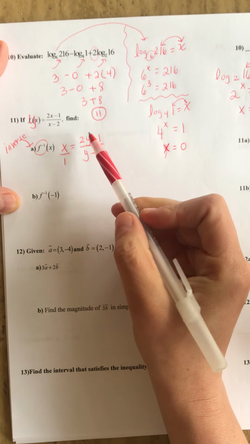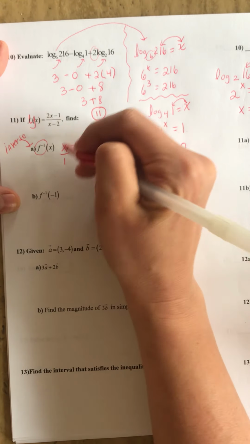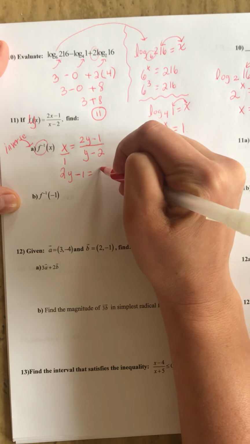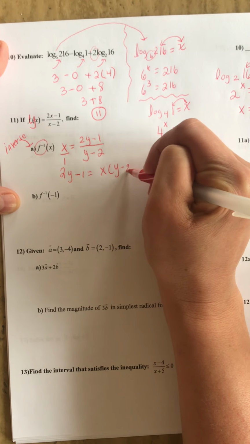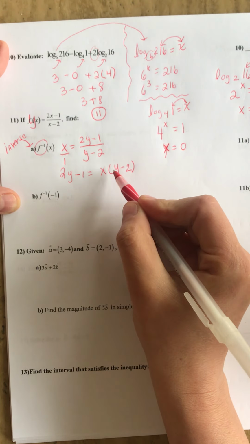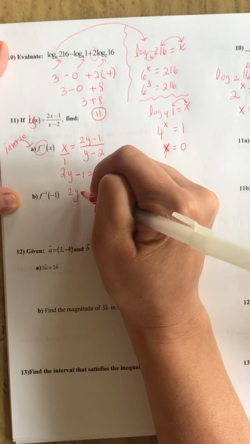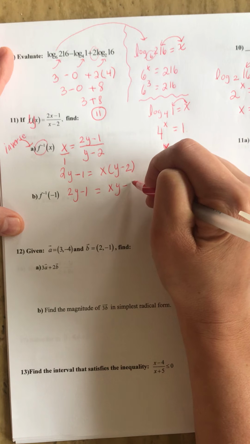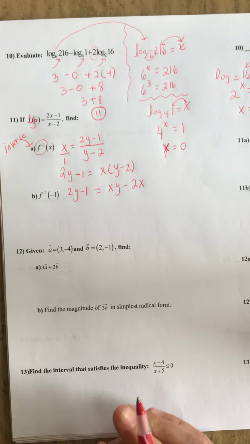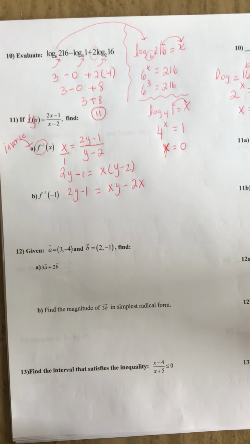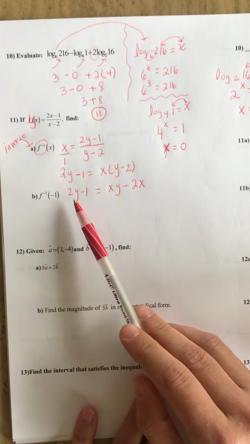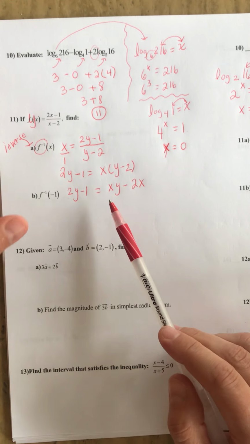At this point, we can go ahead and cross multiply. So we have 2y minus 1 equals x times y minus 2. You can go ahead and distribute. So we have 2y minus 1 equals xy minus 2x. Okay, at this point, what is very important that you want to do is you're trying to solve for y. So what you need to do is get all of your y values to one side and everything else to the other side.